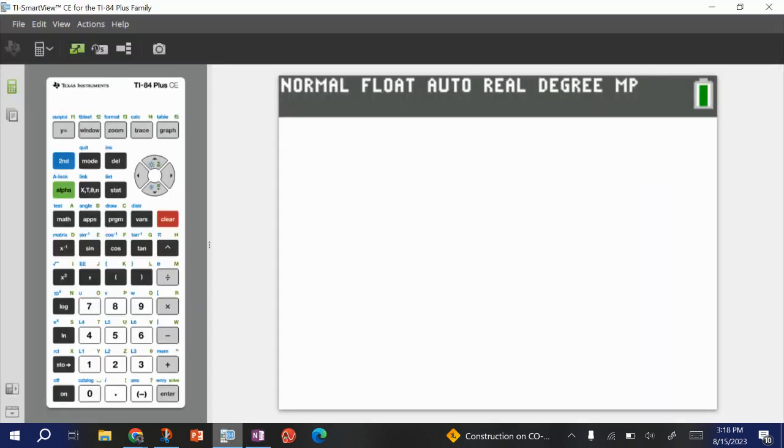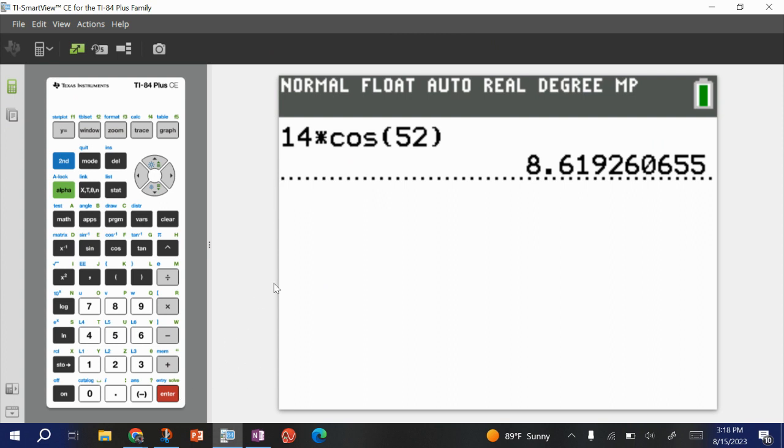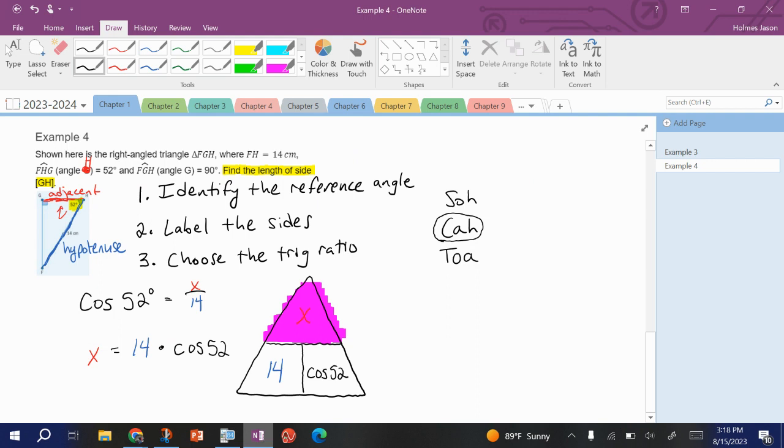So I come over here to my calculator. Again, I want to make sure that it says degrees up here. And I'm going to type in 14 times the cosine of 52. That should give me my solution. This number rounded to three significant figures is 8.62. So x equals 8.62, and we'll put the label centimeters on there.